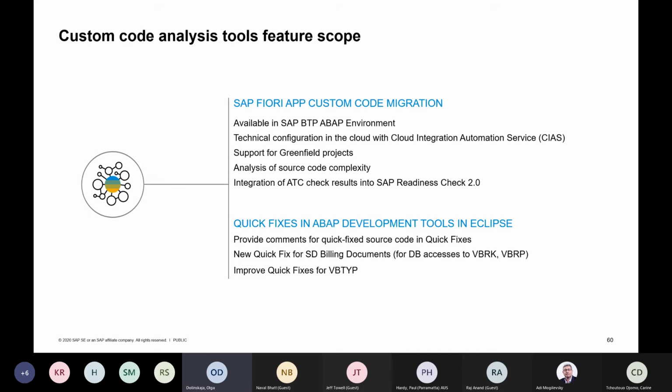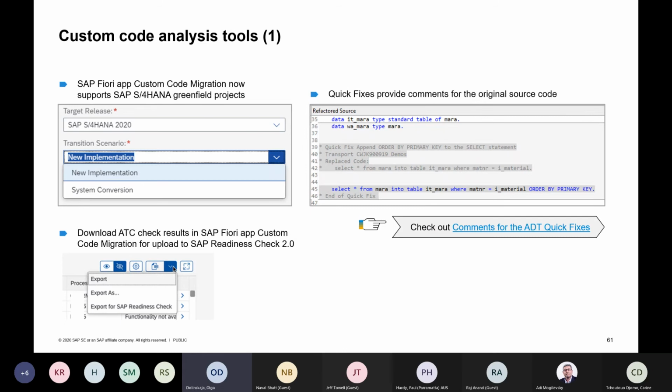Okay, what's new in ABAP Platform 2020 regarding the custom code analysis tools? Let's take a look in detail. The custom code migration app now supports also S/4HANA Greenfield projects. Earlier, it supported only Brownfield approach, and now you can also do the custom code analysis for the Greenfield projects. Additionally, you can also turn on the comments for the quick fixes to see what the quick fixes have done on your custom code and how your custom code originally looked like before applying the quick fixes. And you can also download ATC check results for upload into SAP Readiness Check.